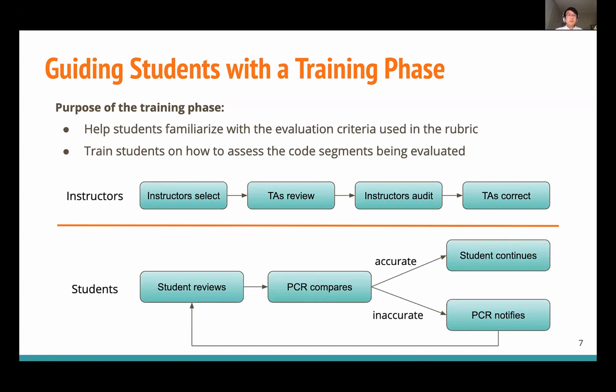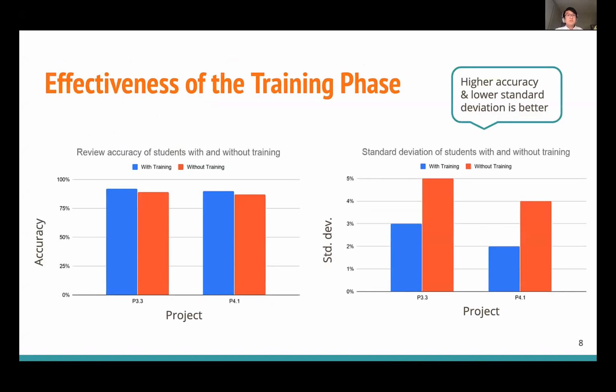Well, now some of you may be wondering, is this lengthy process really necessary? Does it really help the student? To measure the effectiveness of the training phase, we ran an experiment where half the students receive training and half do not across two projects. As we see in the bar charts here, students with training not only have more accurate reviews, but they also have smaller variances among them. This shows our training phase really helps students with reviews.